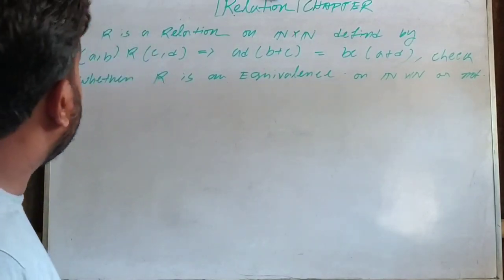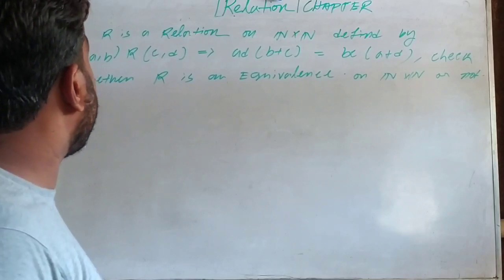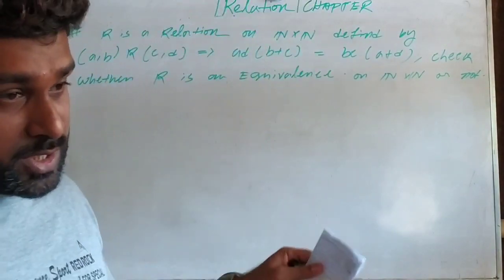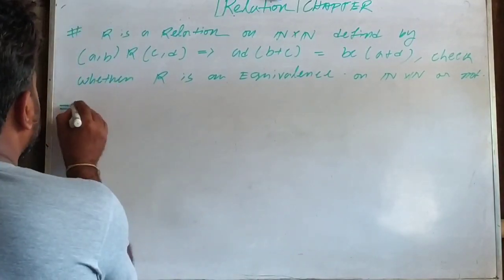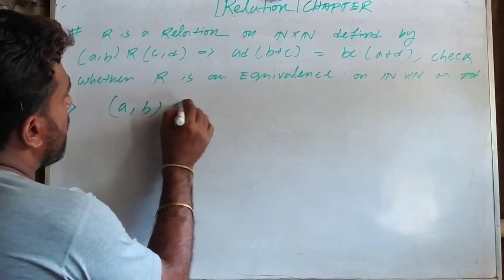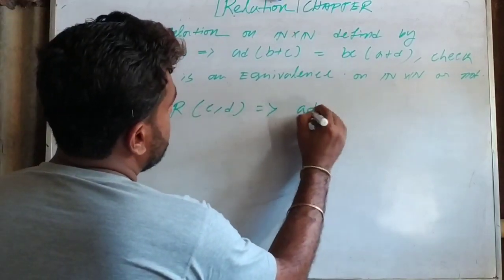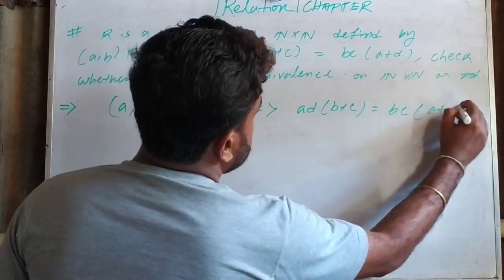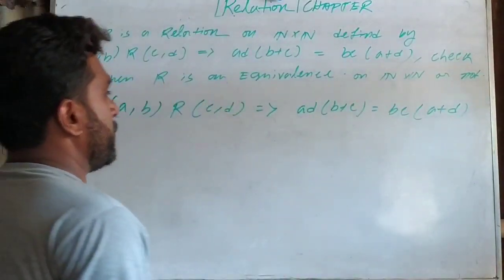So let me start this question. R is a relation on N cross N defined by (a, b) R (c, d) implies a d (b plus c) equals b c (a plus d). You can write the question first, and after that I will start the solution. यहाँ पर पहले देखो, यहाँ पर क्या दिया हुआ है? The ordered pair (a, b) R (c, d) implies a d (b plus c) equals b c (a plus d). Here it is your given condition according to the question.